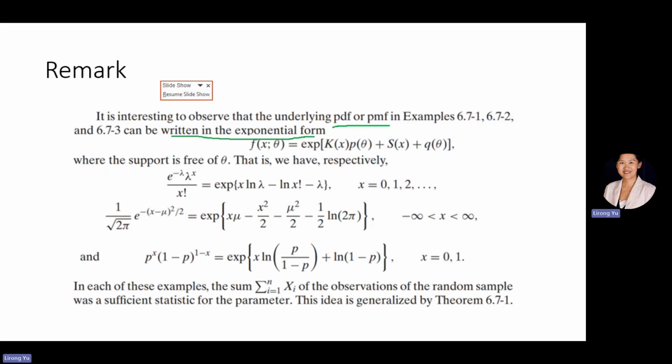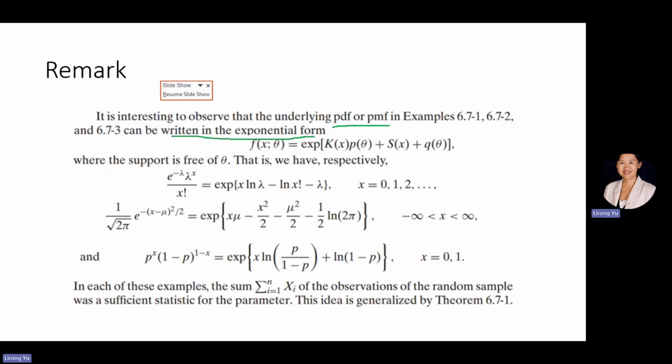For the second example, the normal distribution, the parameter is mu. And you can see x by itself or mu by itself is not going to be the sufficient statistic. The sufficient statistic is the one that multiplies your parameter, in this case the x. And the summation of x will be the sufficient statistic. So to be the sufficient statistic, you have to add its summation.